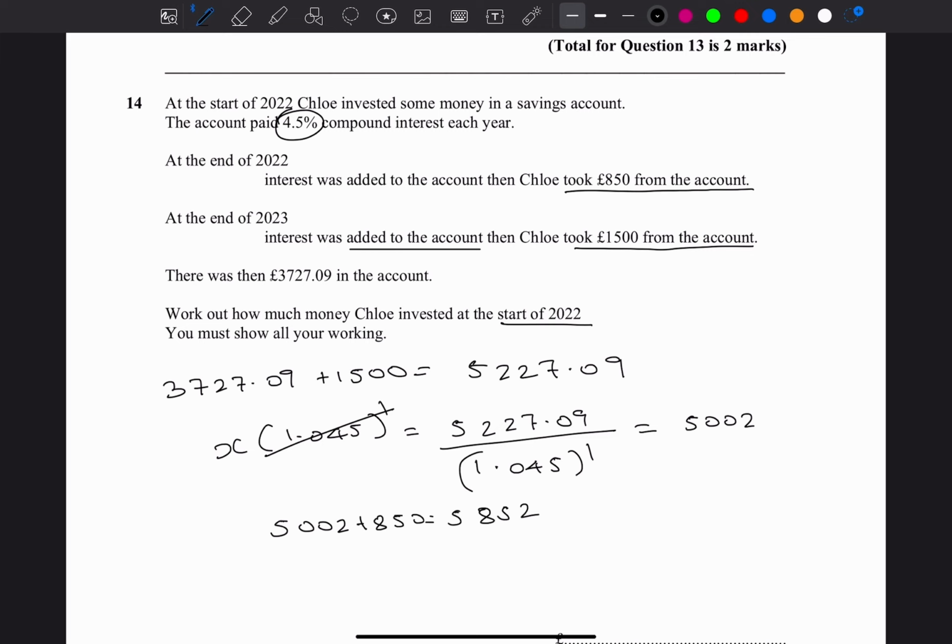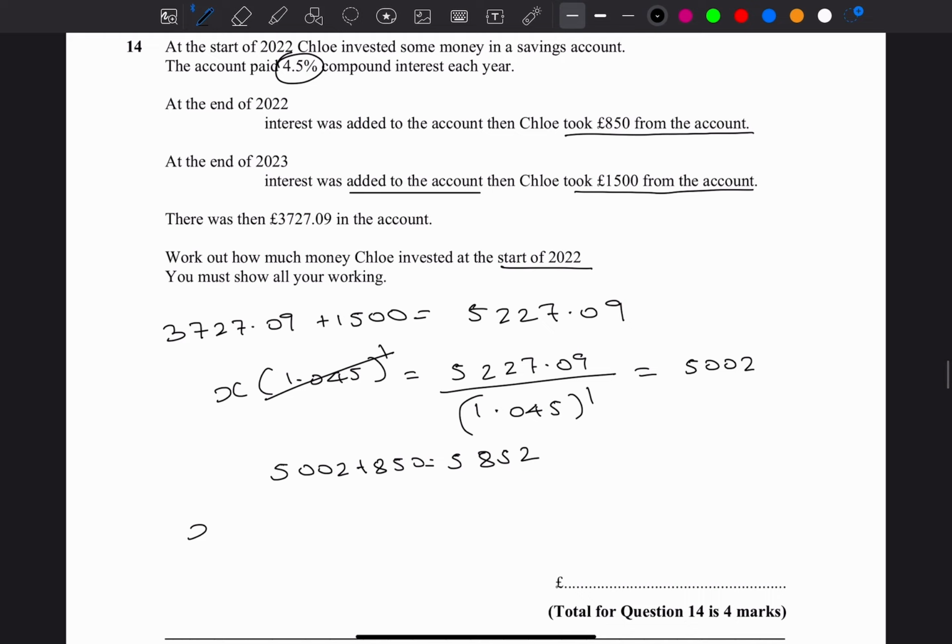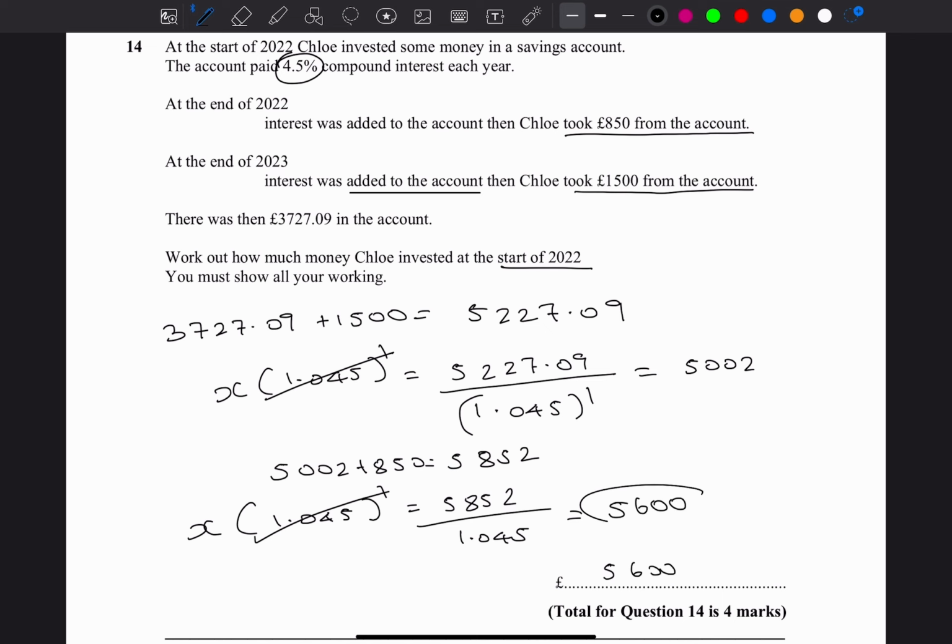Okay, then interest was added. So again, we start with x times 1.045 to the power 1, which is equal to 5,852. Take that and divide it by 1.045, which will make it 5,600. So that's how much they had at the beginning of the account. You have to work it back. It's like year 6 work, basically.